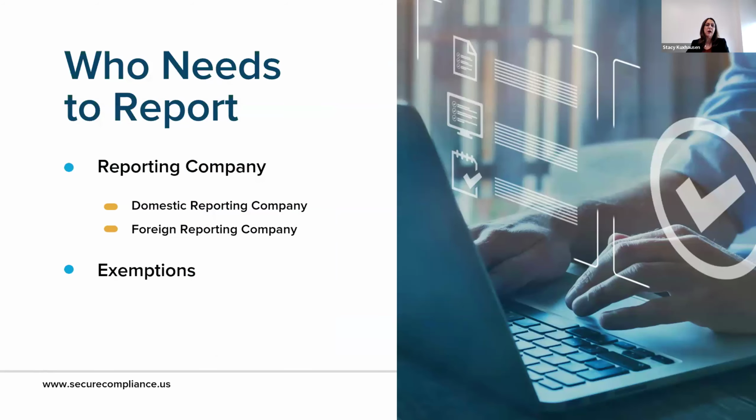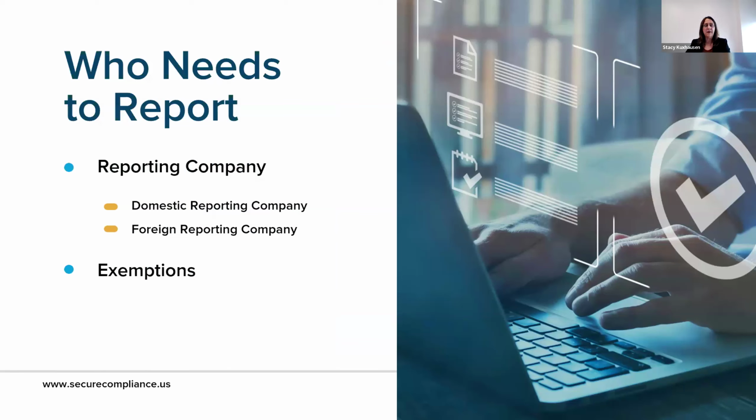So we're going to start by talking about who needs to report. Companies are required to report only if they meet the definition of a reporting company. But just to give you an idea, FinCEN approximates that about 89% of all businesses will have to file under this reporting requirement.